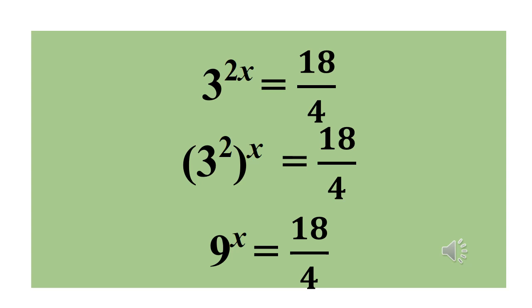Now we can still simplify further. From 3 raised to the power 2x equals 18 over 4, we can separate the power 2 and x. So we want to push out the x outside. So we have 3 raised to the power 2, then raised to the power x equals 18 over 4. 3 raised to the power 2 is 9, that is 3 in 2 places, 3 times 3, 9. Then we have 9 raised to the power x equals 18 over 4.